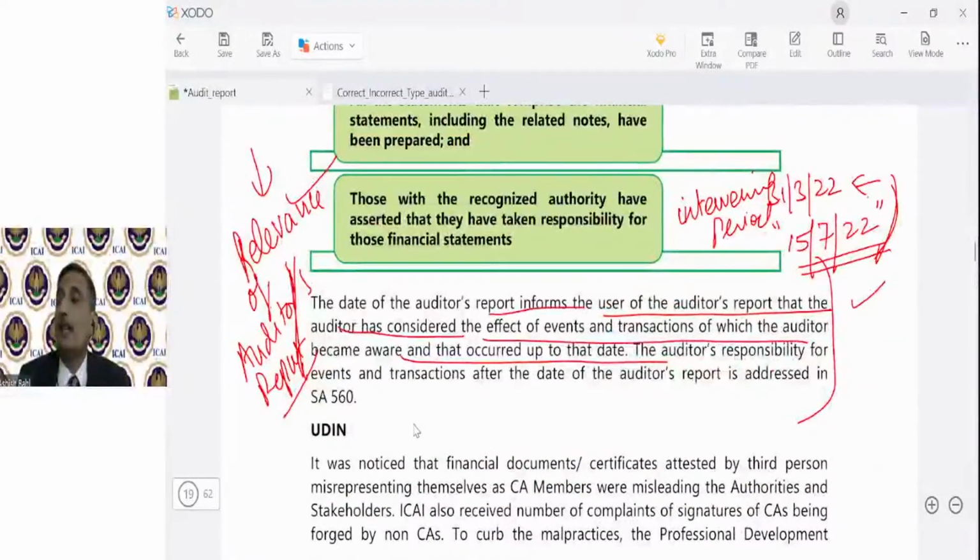Now, one more thing is UDIN. This is also to be stated for every audit report and certificate issued by practicing chartered accountants. This requirement is now mandatory since about the last 3-4 years. What is the full form? UDIN means Unique Document Identification Number.